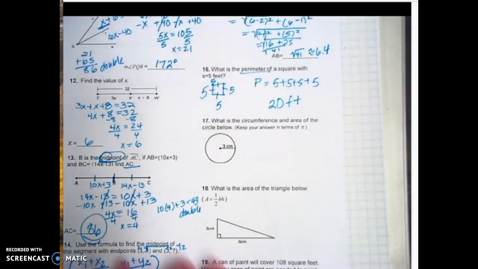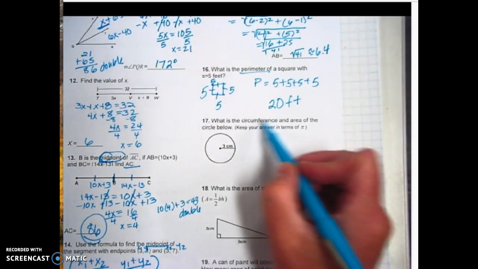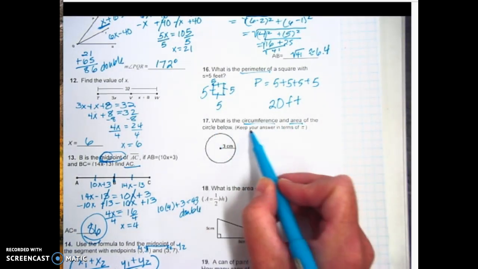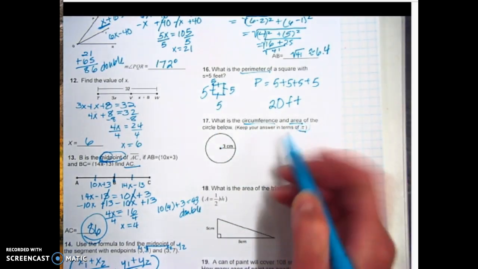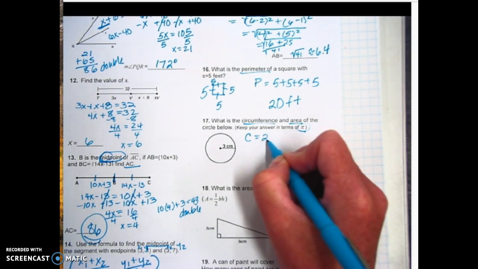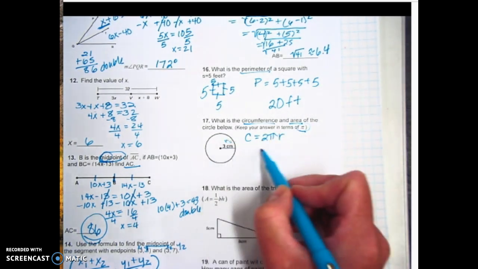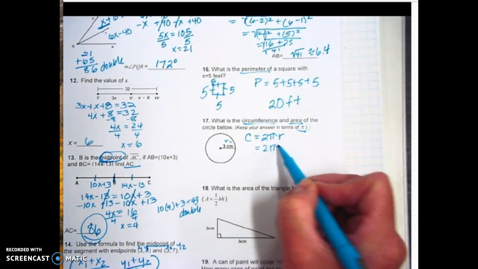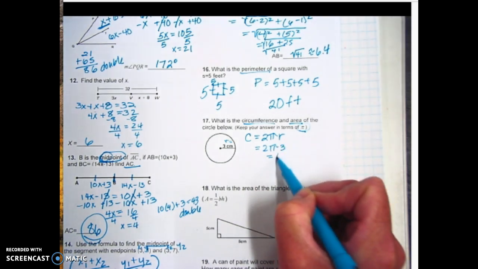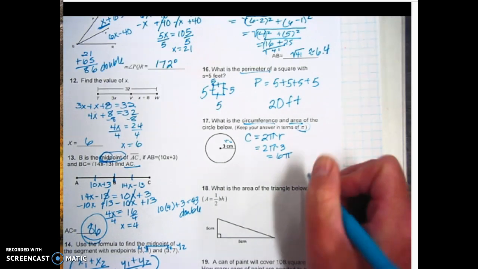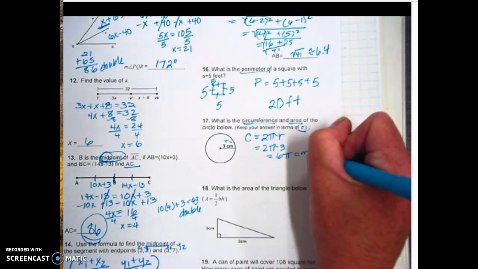Jumping down to number 17, what is the circumference and area of the circle below? Keep your answers in terms of pi. So for circumference, we're going to use the formula 2 pi r. And the radius right here happens to be 3. So we're going to plug in 3. 2 pi times 3 is 6 pi. And that one is in centimeters.